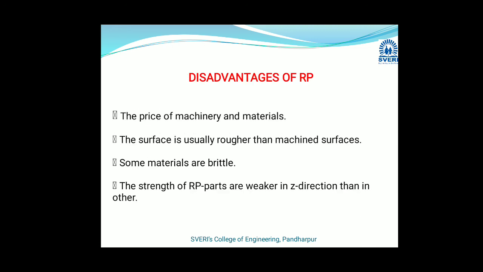Next, the disadvantages of rapid prototyping. The price of machinery and material is very high, because this is advanced machining, so the cost will be high. The surface is usually rougher than machined surfaces. Some materials are brittle in rapid prototyping. The strength of rapid prototyping parts is weaker in the Z direction than in other directions. Whatever physical model we have created will be weaker in the Z direction.